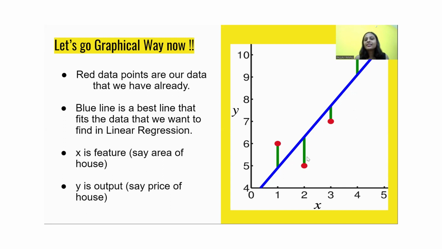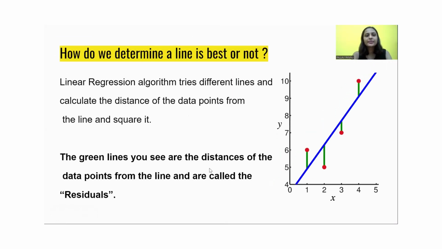The green line is the main thing that we will be discussing now. The red data points are our data that we already have, as it is a supervised learning algorithm. The blue line is the best fit line that best fits your data. How we are going to find it, we will check next. X is a feature, say area of house, and Y is the output, say price of house, right? Now the question is how to determine whether a line is best or not.